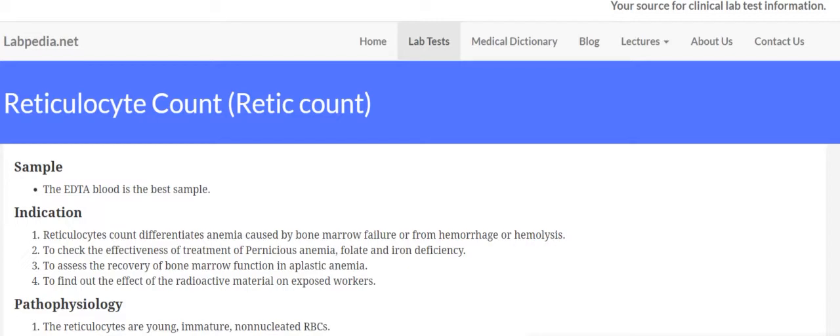Now what are the indications for reticulocyte count? It differentiates anemia caused by bone marrow failure from hemorrhage or hemolysis. Reticulocyte count can be done to check the effectiveness of treatment of pernicious anemia, folate and iron deficiency. It is a device to assess the recovery of bone marrow function in aplastic anemia. And reticulocyte count should be done in routine for the workers who are exposed to radioactive material.